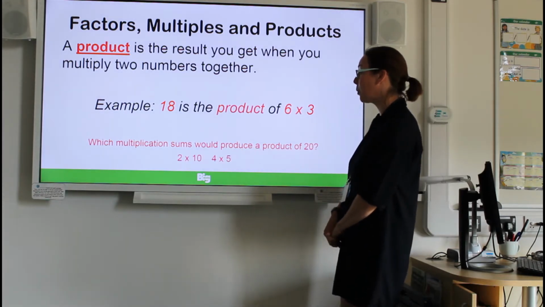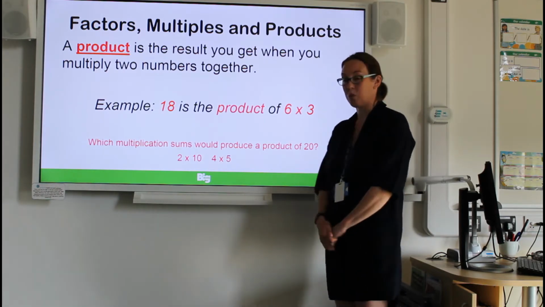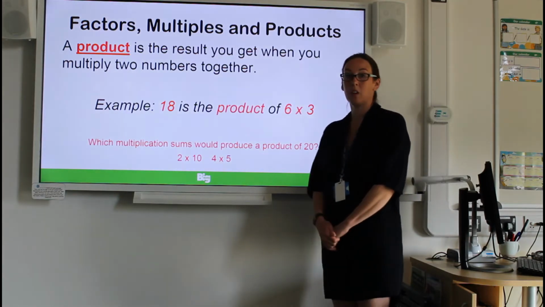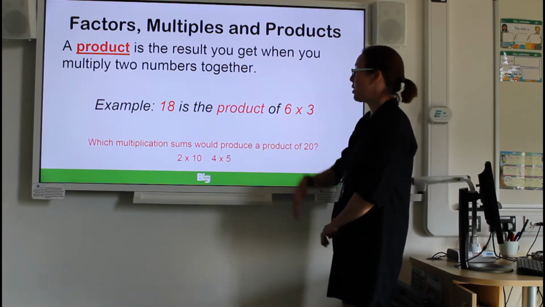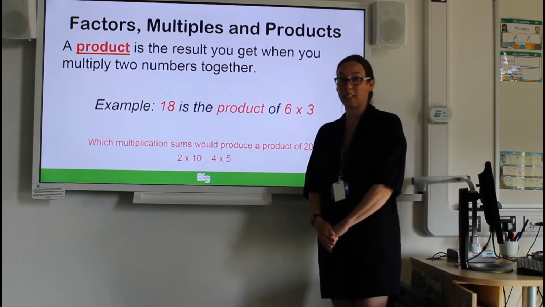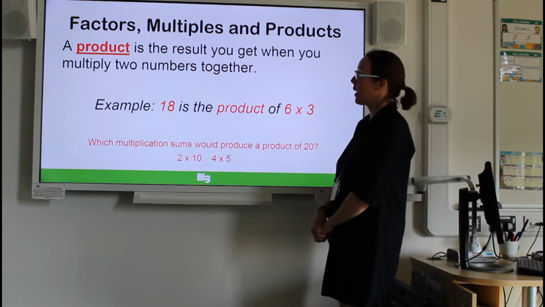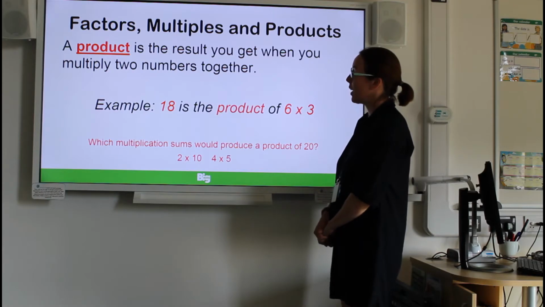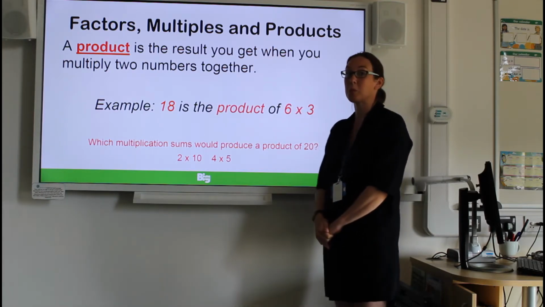So for example, you could have written 2 times 10 and 4 times 5, or 2 multiplied by 10 and 4 multiplied by 5, because they would all produce a product of 20. And again, see if you can write down other multiplication sums which produce products of different numbers. Okay, so now we've revised our understanding of factors, multiples and products, we're going to move on.